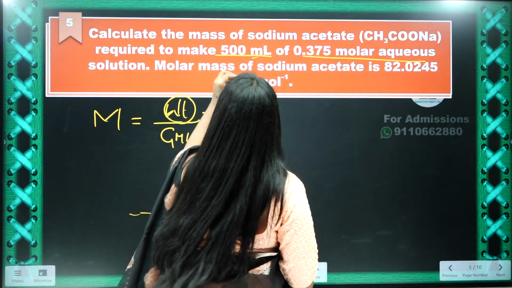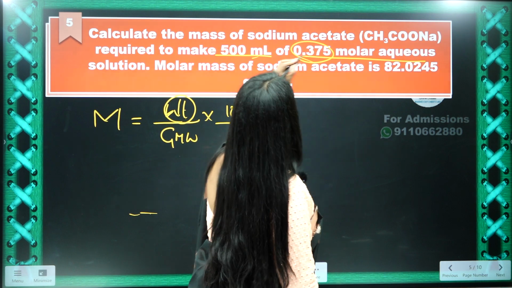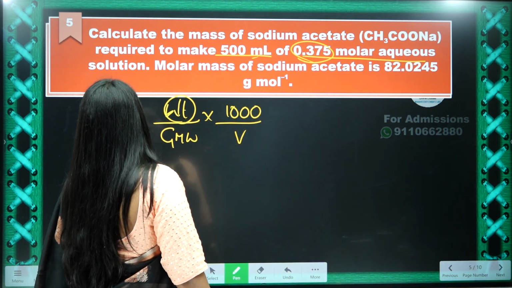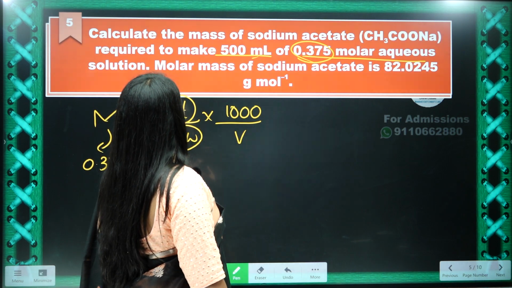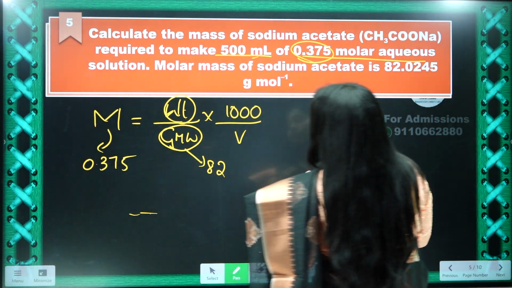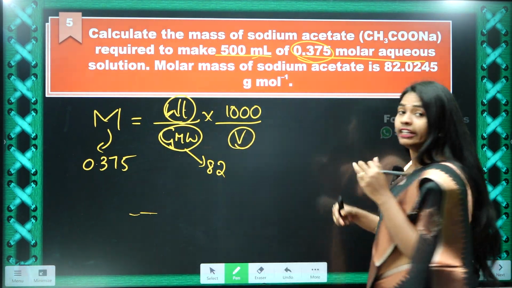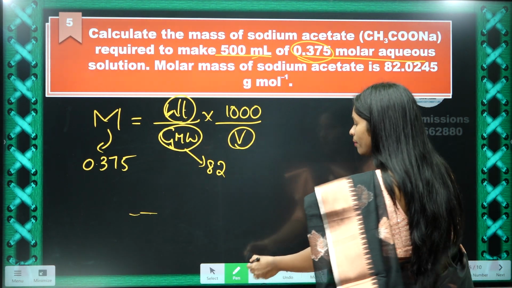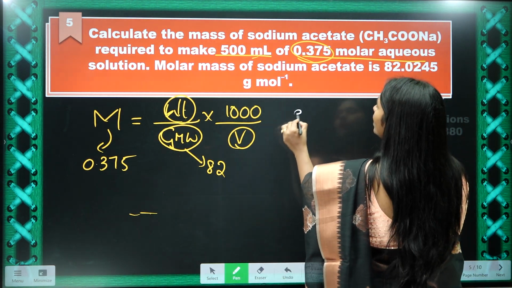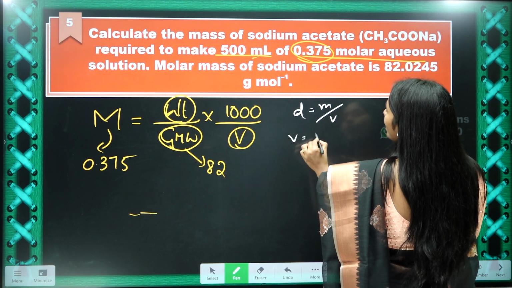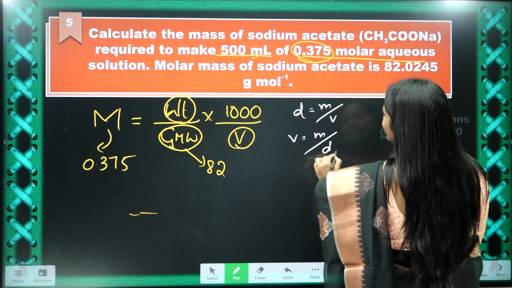In the question they have given the molarity. How much is the molarity? 0.375. Gram molecular weight is also given in the question. How much? 82. Volume we have to find. That is the logic in the question. How to find the volume? Formula is density is equal to mass by volume. So volume is equal to mass by density.